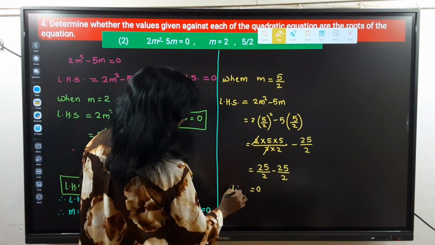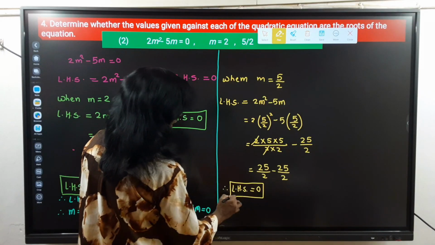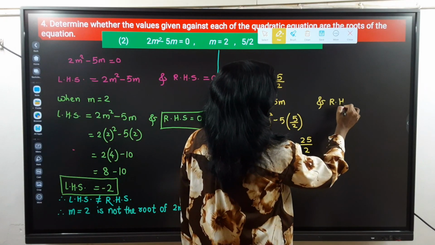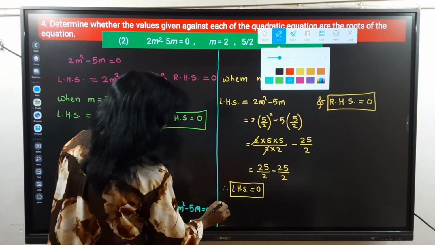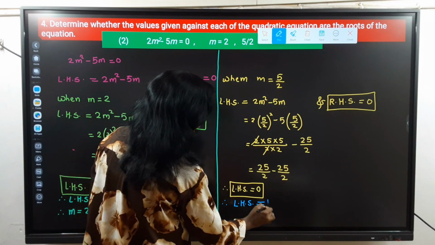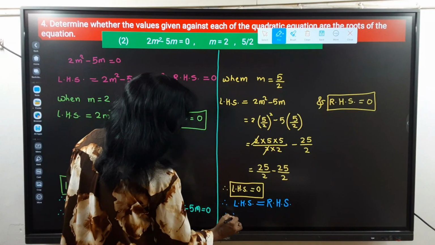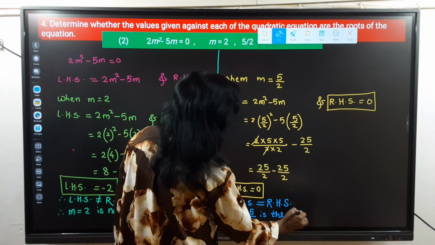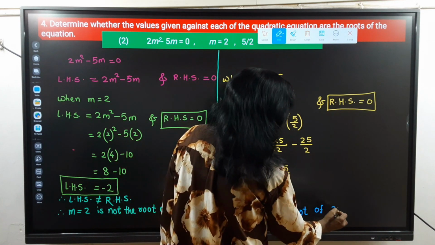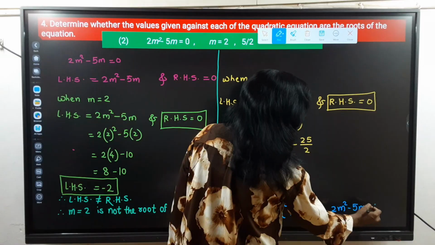Therefore, LHS is equal to 0, and here RHS is equal to 0. Now here LHS is equal to RHS. We say that, therefore, LHS is equal to RHS, and therefore m is equal to 5 upon 2 is the root of 2m square minus 5m is equal to 0.